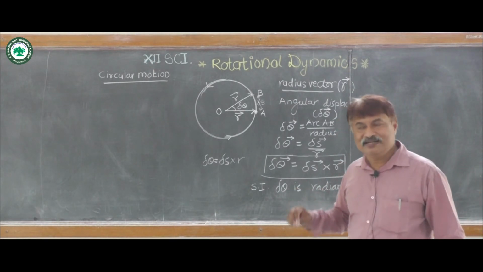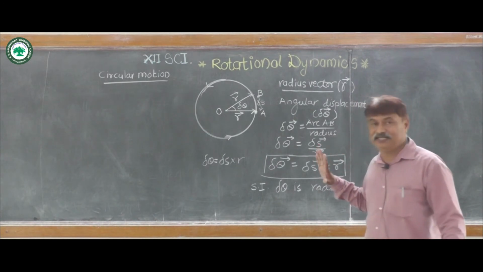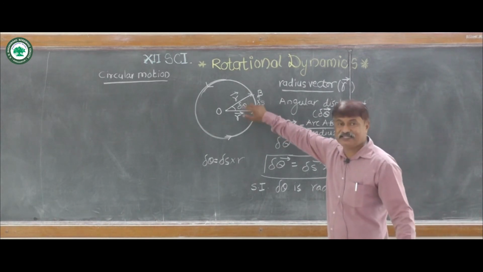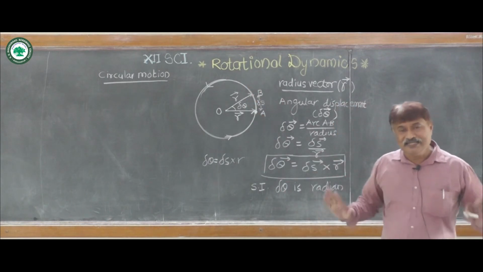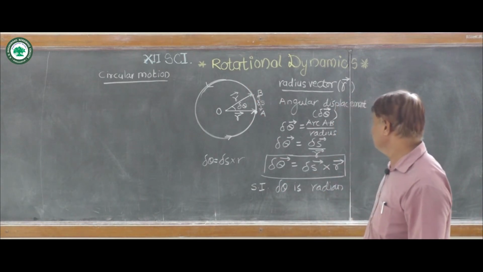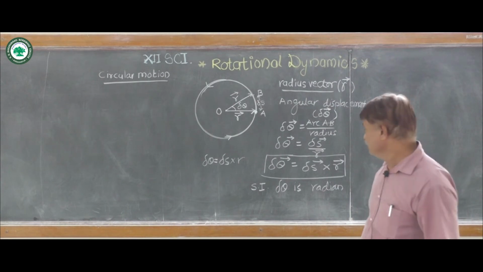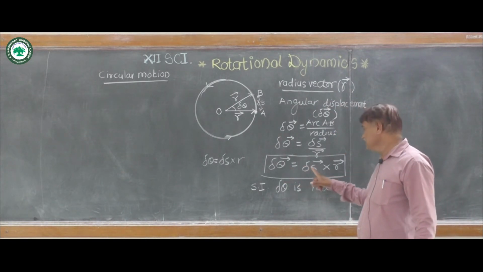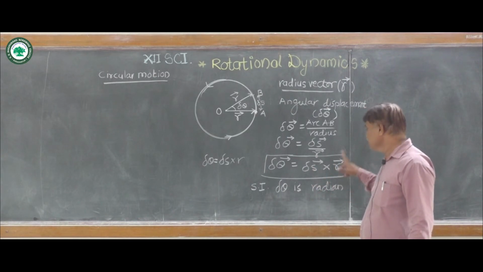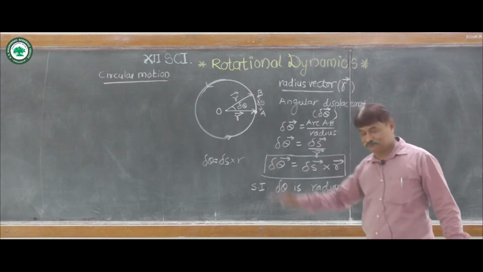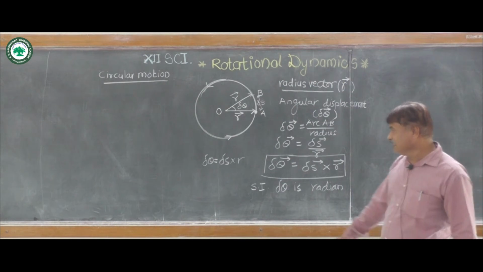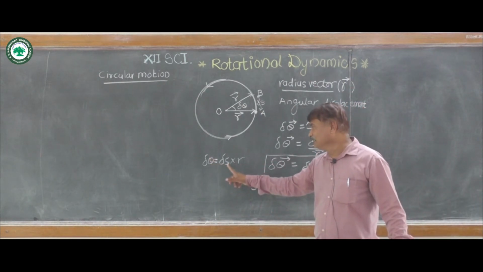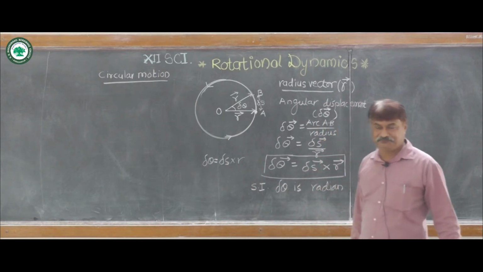Simply remember the definition of angular displacement. Angular displacement means the angle traced by the radius vector in a given time. Angular displacement is given by the formula delta theta bar is equal to delta s bar cross r bar in vector form. In scalar form, the same formula is written as delta theta is equal to delta s into r.